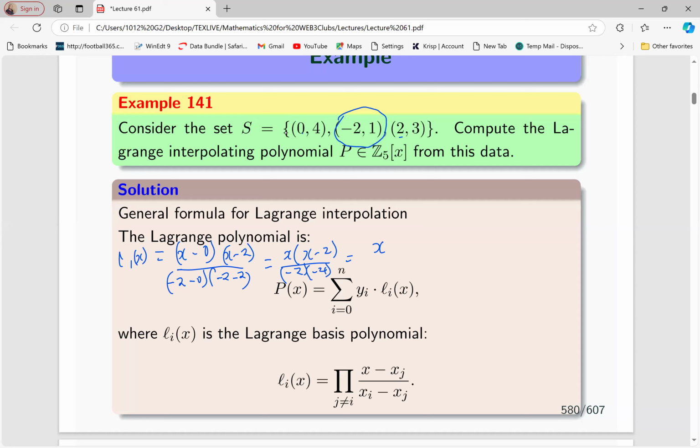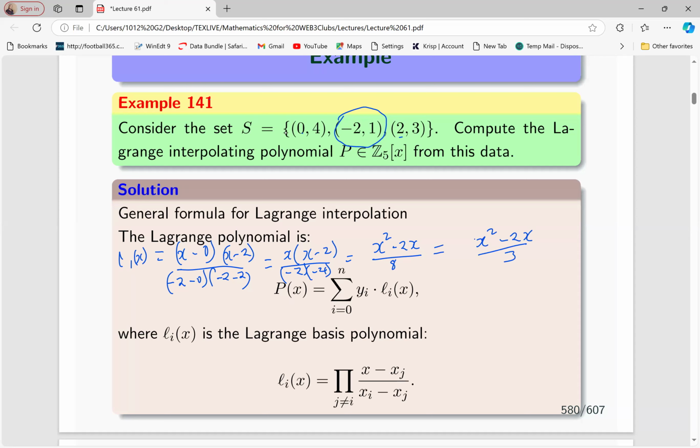The numerator is X squared minus 2X. Minus 2X, if you want, you can make it positive 3, mod 5. And the denominator is 8. But this is bigger than 5, so let's just reduce it. This will be X squared minus 2X out of 3.